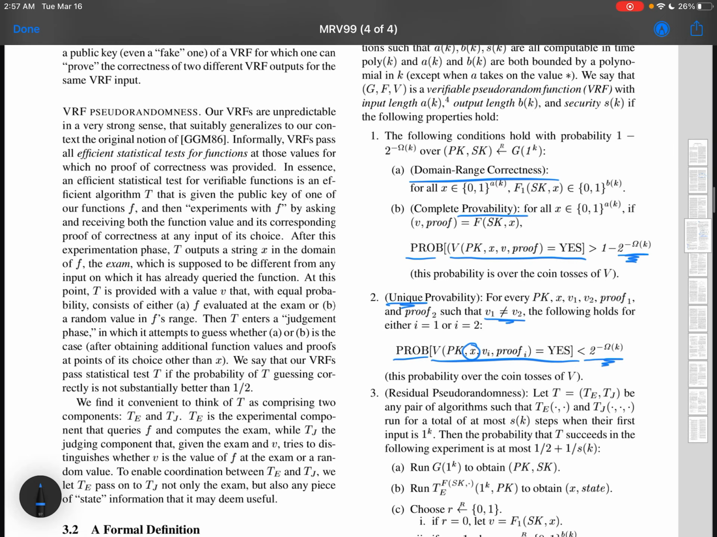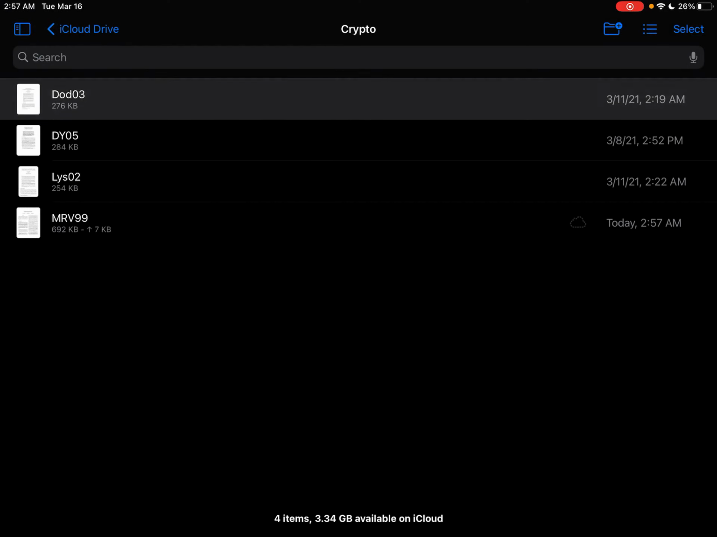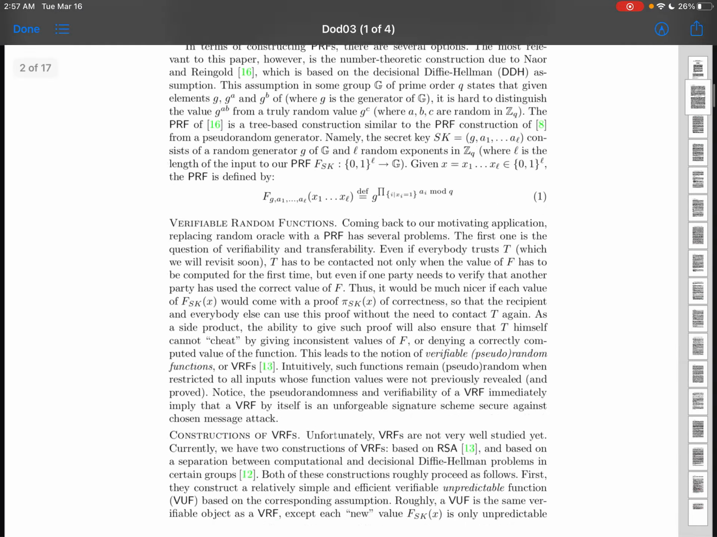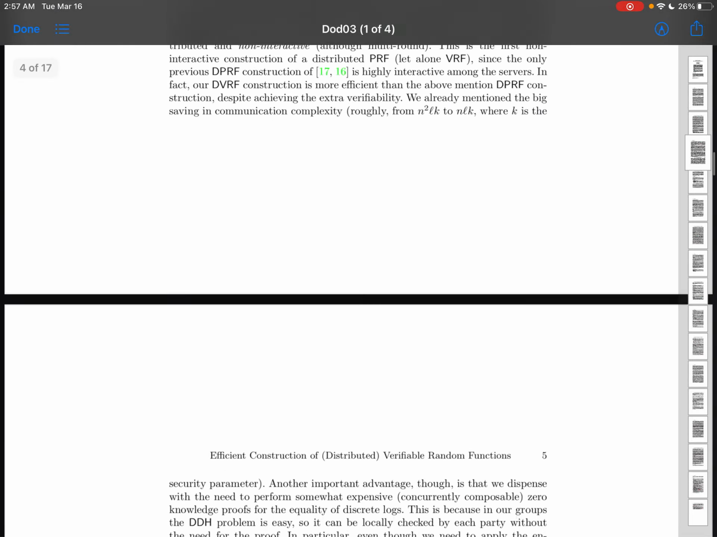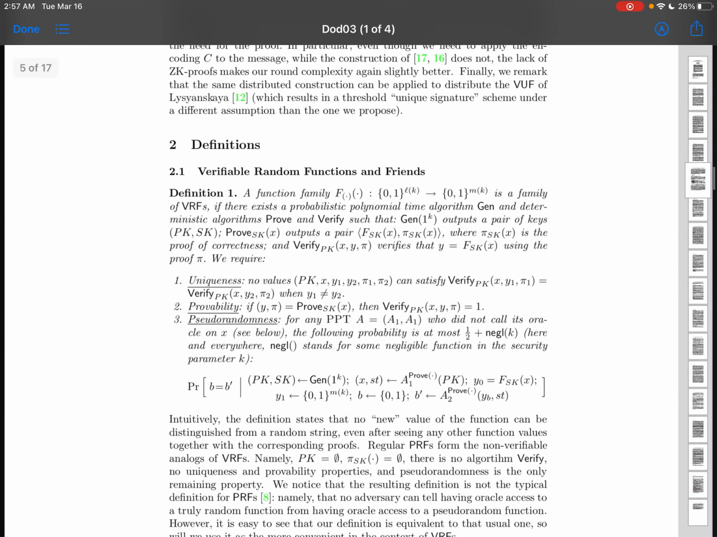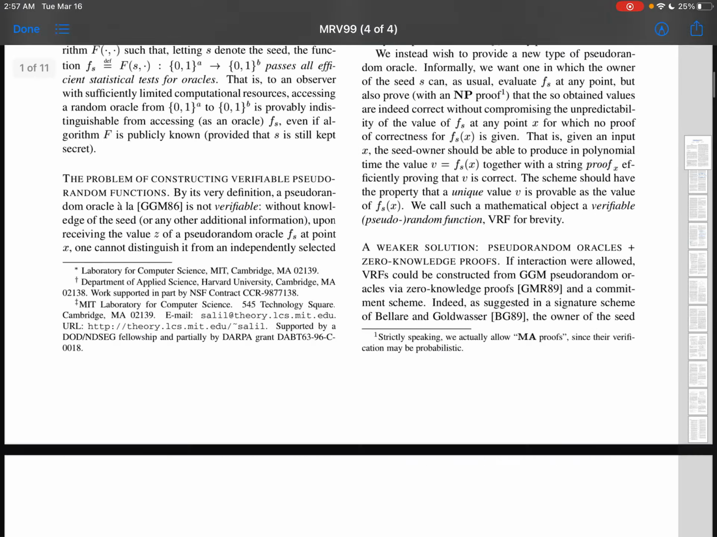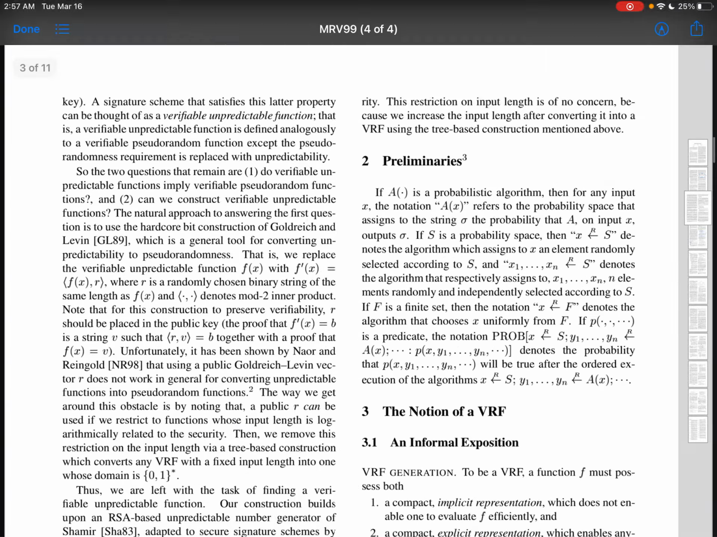And in fact, we can compare this definition to a more recent version. For example, let's look at this paper from a couple years later. If we skip down to the definition, we can see that both uniqueness and provability are absolute statements. They are no longer written in terms of a probability. So in fact, the very first definition has been simplified over time.